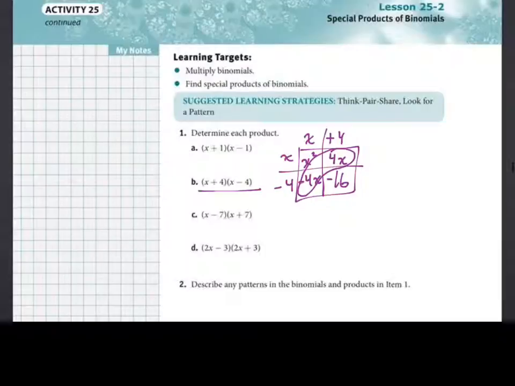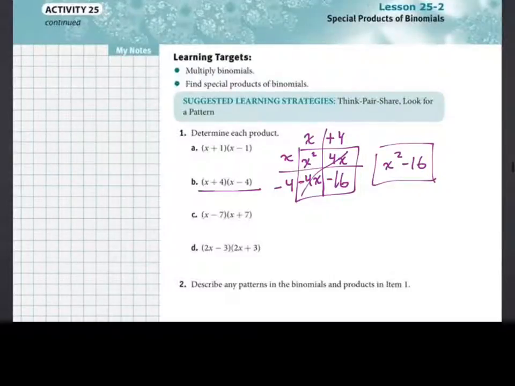If I add a negative 4x and a positive 4x, what do you get? They cancel out. They go to 0, right? So they almost just go away. And what am I left with? I'm left with x squared minus 16. So there's your binomial.